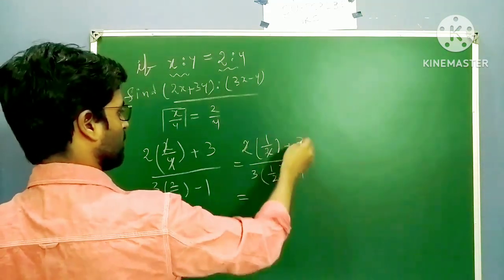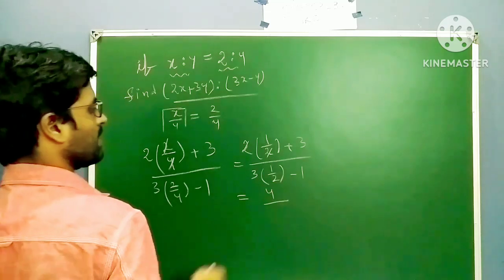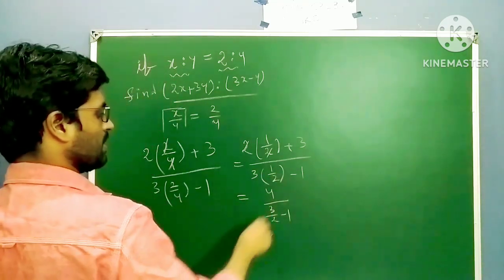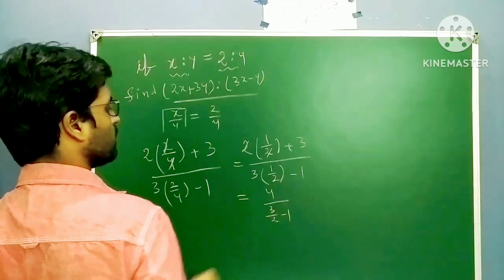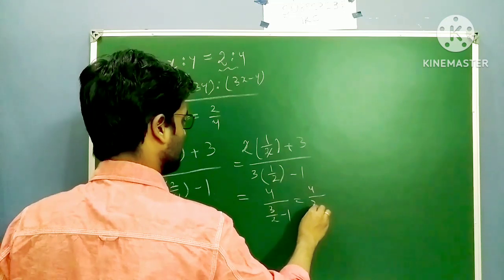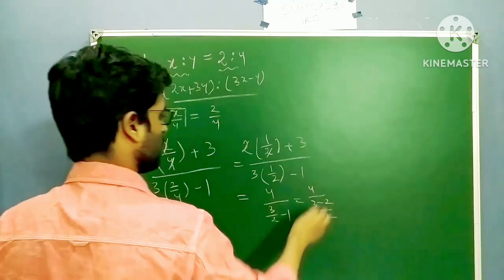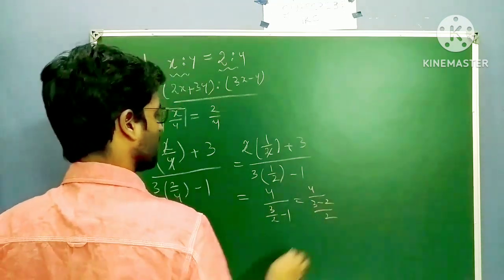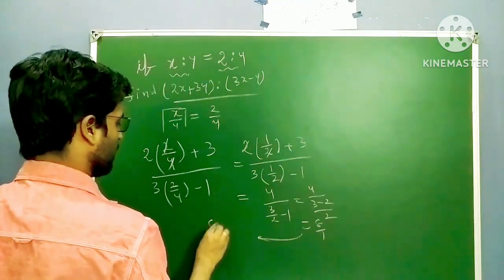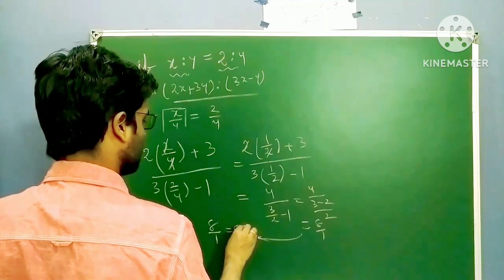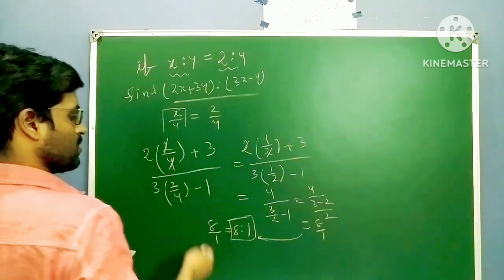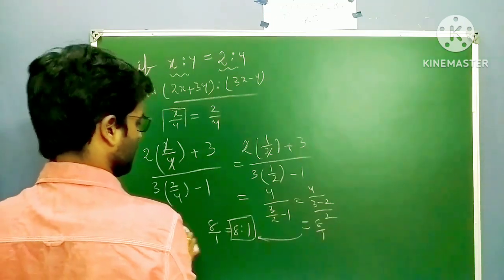2 gets cancelled, 1 plus 3 is 4, right? Here 3/2 minus 1 means 3 minus 2 over 2. I can write it like this, 4 by 3 minus 2 over 2, 4 twos are 8, 3 minus 2 is 1, so 8/1. So the answer is 8/1, that means 8:1. This is how you have to do this kind of question.